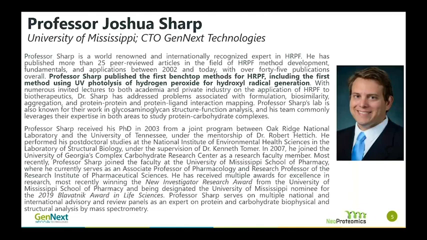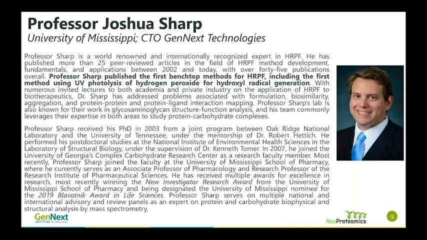Professor Sharp's lab is also known for their work in glycosaminoglycan structure functional analysis, and his team commonly leverages their expertise in both areas to study protein carbohydrate complexes. Professor Sharp received his PhD in 2003 from a joint program between Oak Ridge National Laboratory and the University of Tennessee, under the mentorship of Dr. Robert Hettich. He performed his postdoctoral studies at the National Institute of Environmental Health Sciences in the Laboratory of Structural Biology under the supervision of Dr. Kenneth Tomer. In 2007, he joined the University of Georgia's Complex Carbohydrate Research Center as a research faculty member.